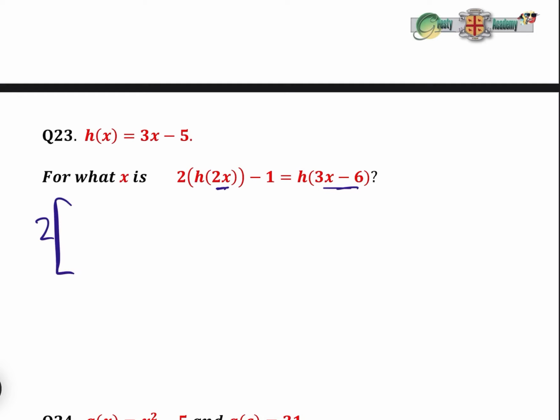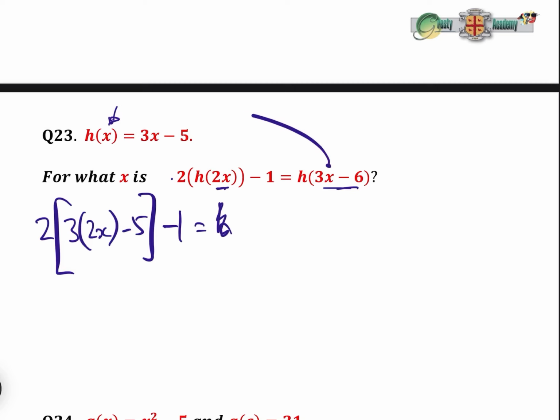So, 2 h of 2x, what I'm going to do is instead of x, I'm going to put 2x, is 3 times 2x minus 5, minus 1, so that's basically 2 times h of 2x minus 1 equals, and we're going to put 3x minus 6 instead of x now, so that would be 3 brackets 3x minus 6, just replacing the x with 3x minus 6 in the function h of x, minus 5.